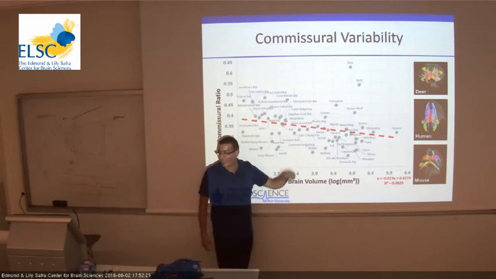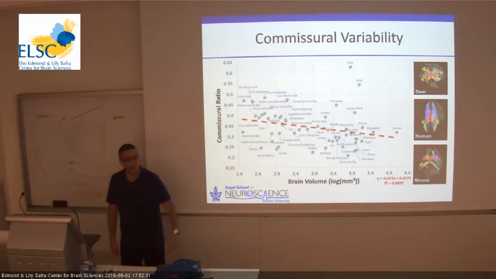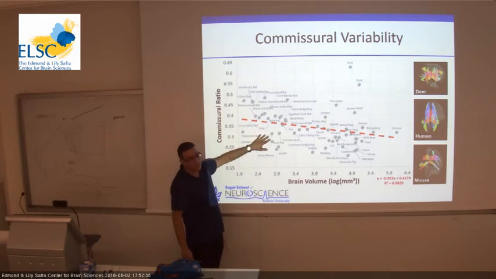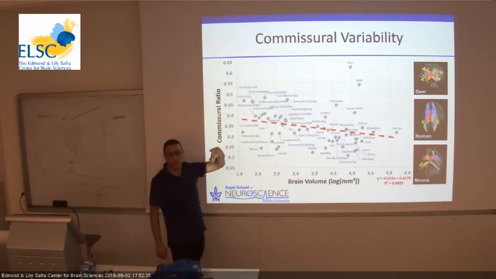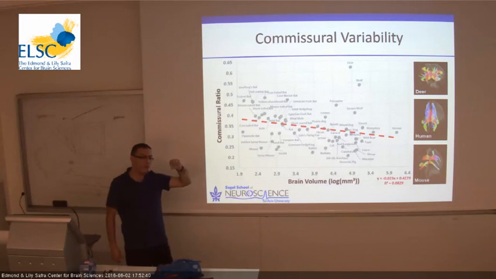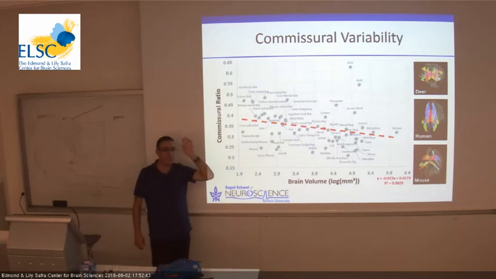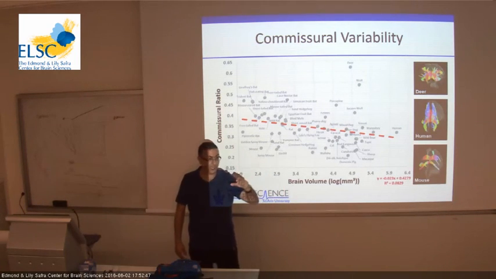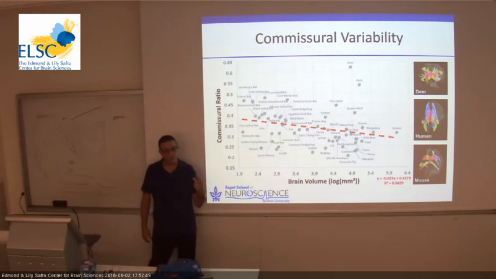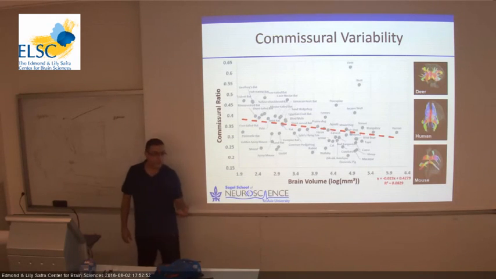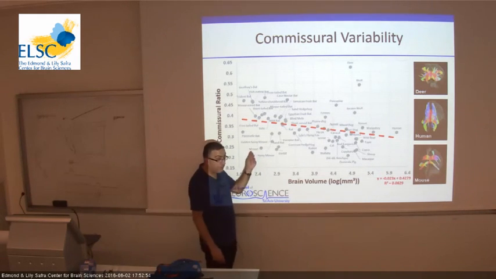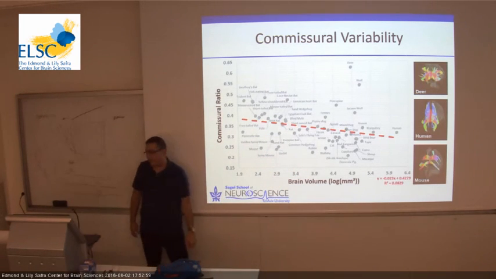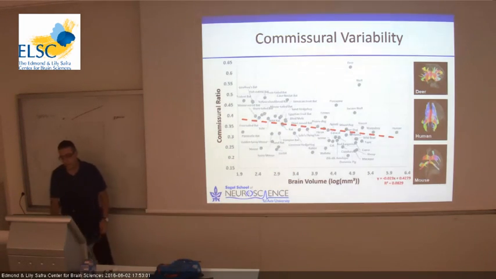So when you look at the variability of the commissural ratio, you see that there is a huge variability across mammals in the amount of commissural fibers. And it's not only about whether you have a corpus callosum or you don't. It's the amount of cortex that it connects, how much of the cortex the corpus callosum connects, and which parts of the cortex it connects. With tractography you can see this, while with histology it might be more difficult. But you can see that there is a lot of variability between the different species.